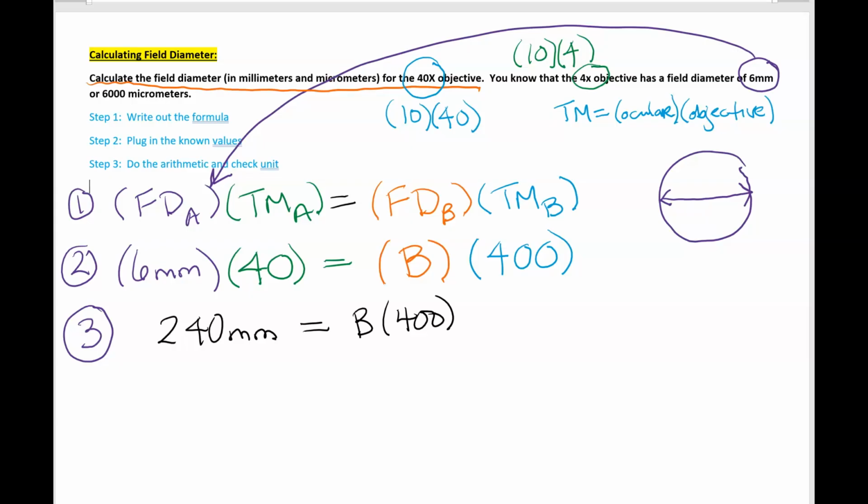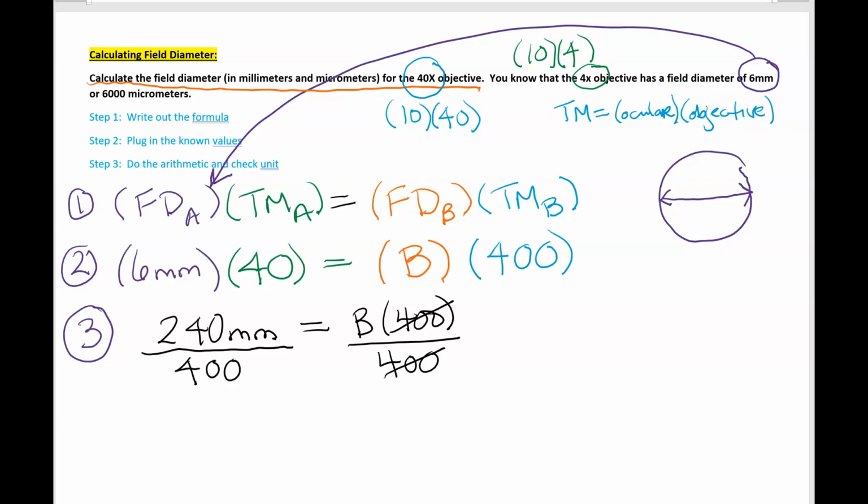In order to isolate the B, because that's the value I'm looking for, I now have to divide both sides by 400. That's how I get rid of the 400 next to the B. So these two cancel out, or you can think of it as 400 divided by 400 is 1, so I'd be left with 1 times B. And then I also have to do that on the other side.